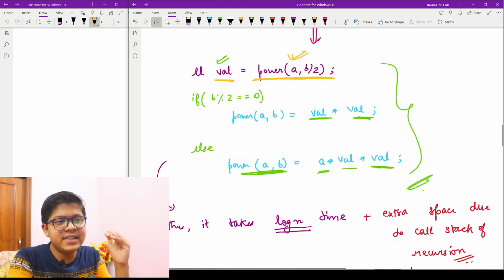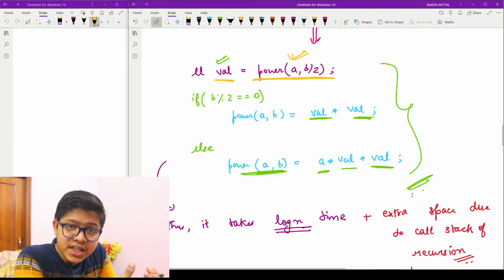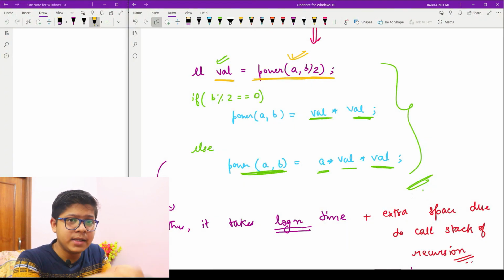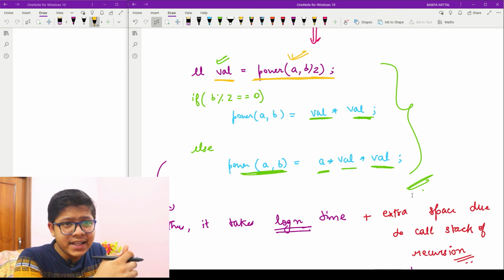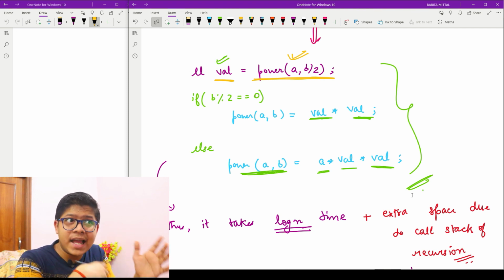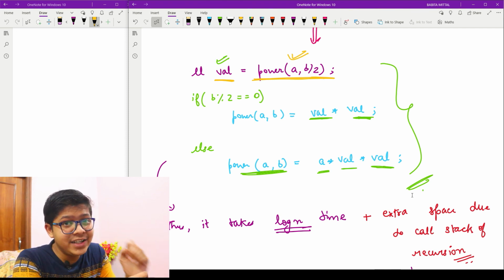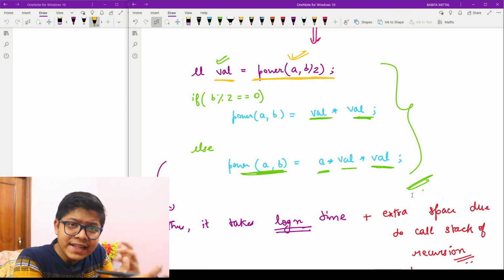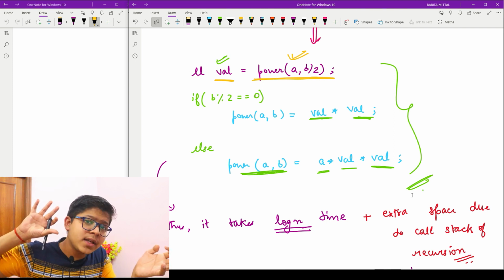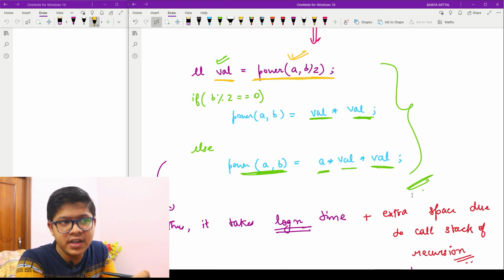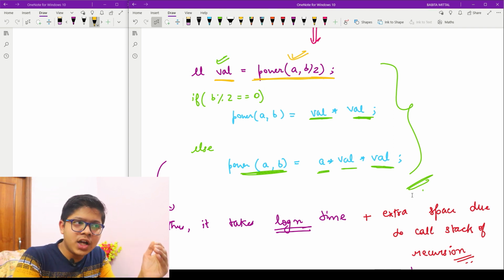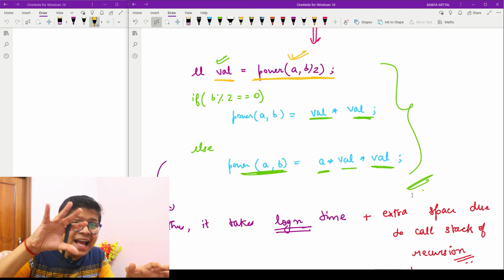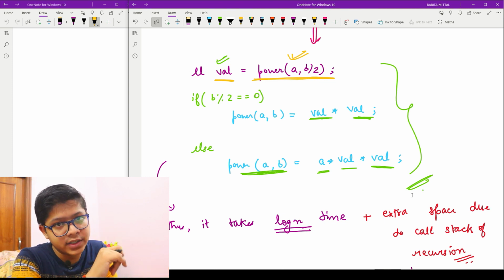So it is a very efficient way of computing the exponent, but the only drawback is that I'm using recursion, which means that I'm using the call stack, so it will use extra space in memory. To avoid that extra space, we can use the bit method of fast exponentiation, which we will see in the next video. But for now, you should understand how it actually works.